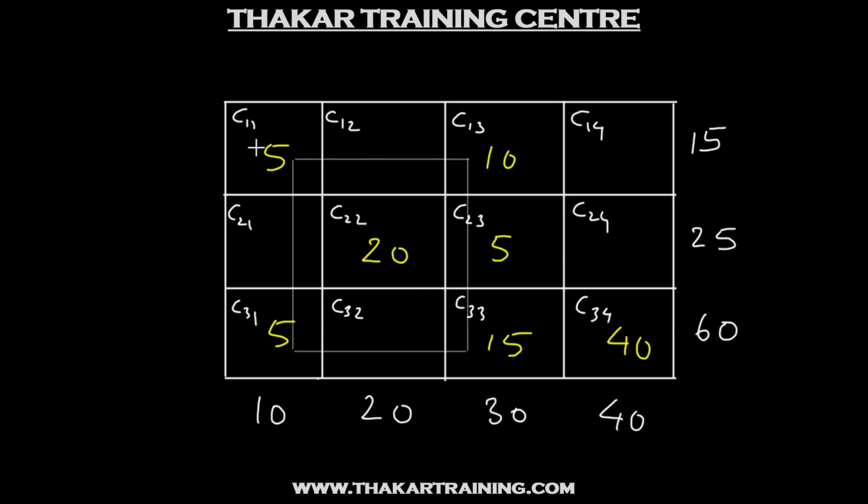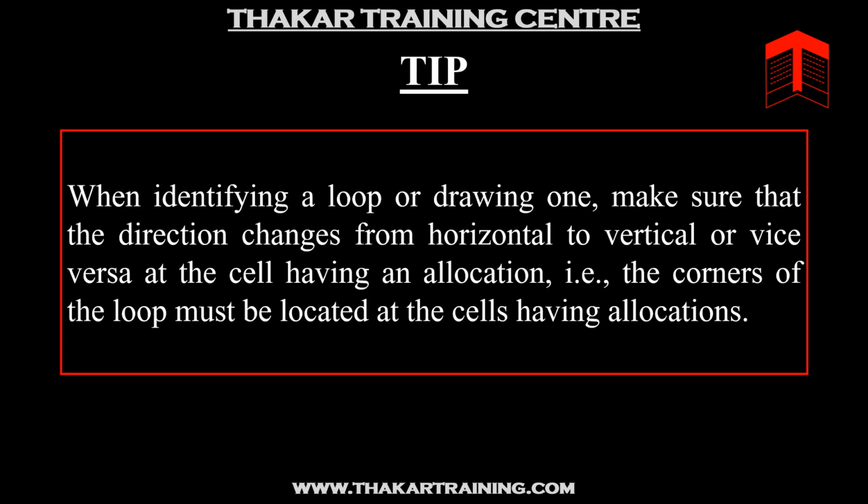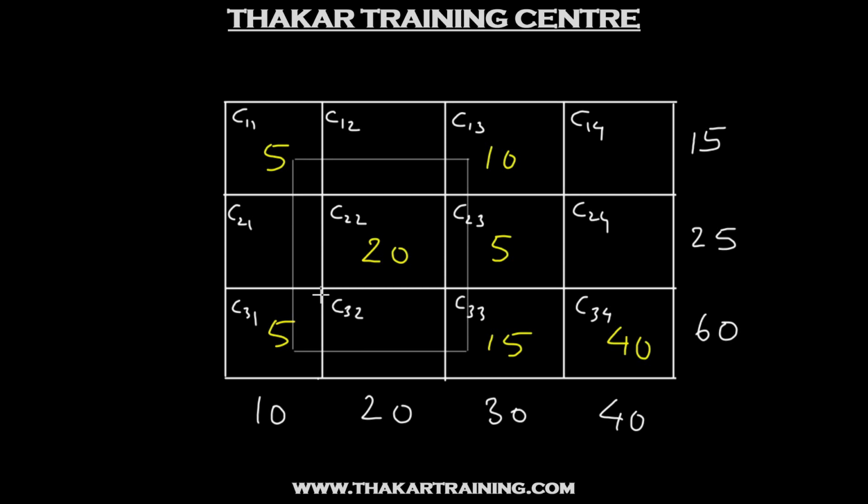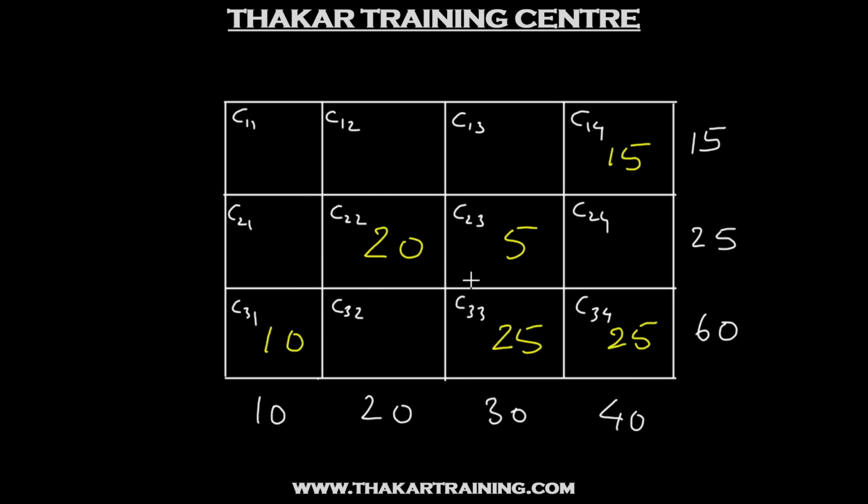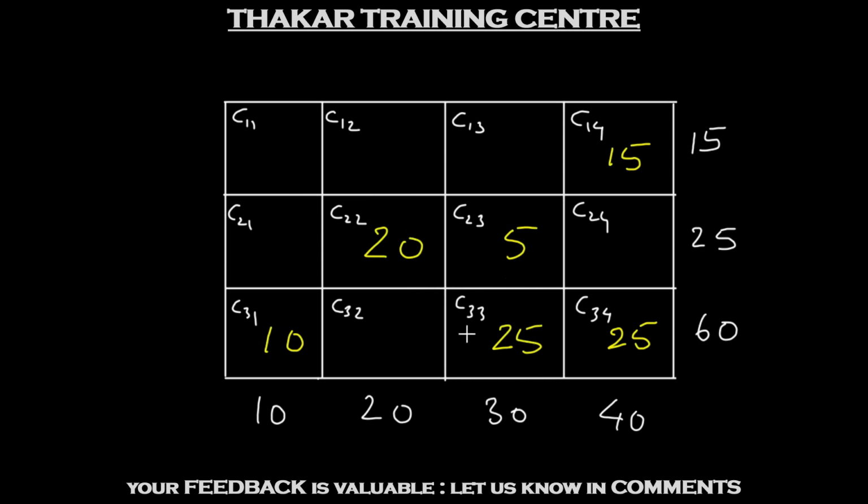So if we start with this cell 1, 1, we can move in horizontal and vertical directions alternately and come back to that cell when we pass through the other allocations. So this is known as a loop in a solution. So this solution has a loop. But when we look at this solution, you can start with any cell which has an allocation and move alternately in horizontal and vertical directions, passing through other cells which have allocations, but you will not be able to come back to the cell with which you started. So this solution does not have any loop. So all of these allocations are said to be independent.